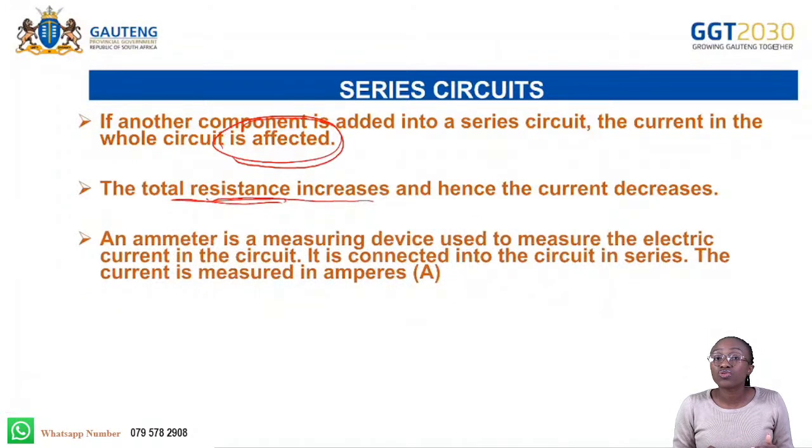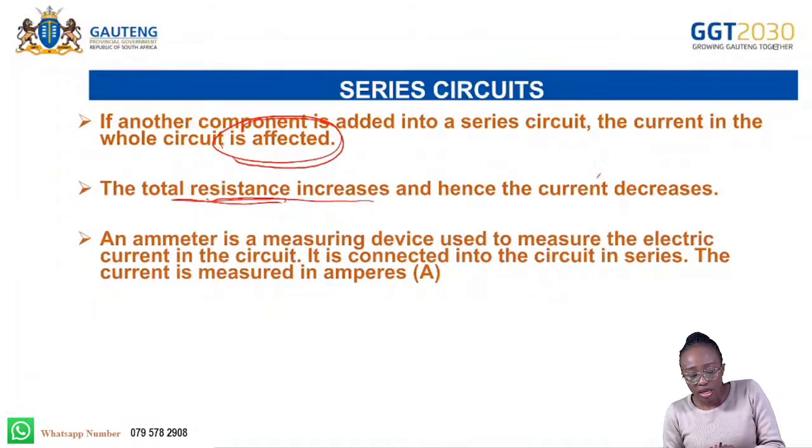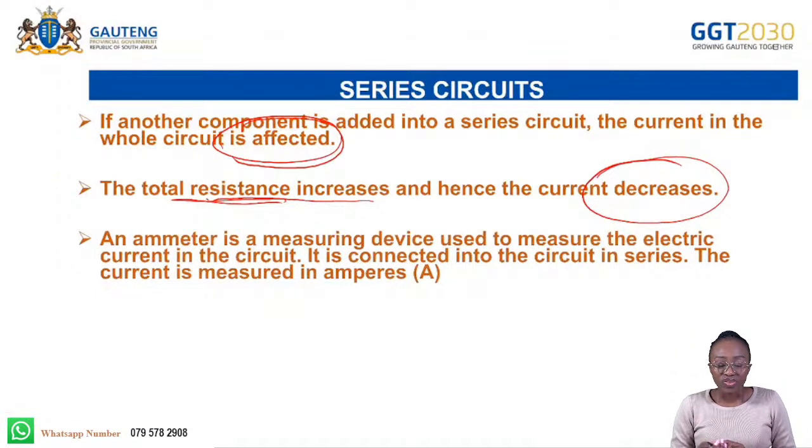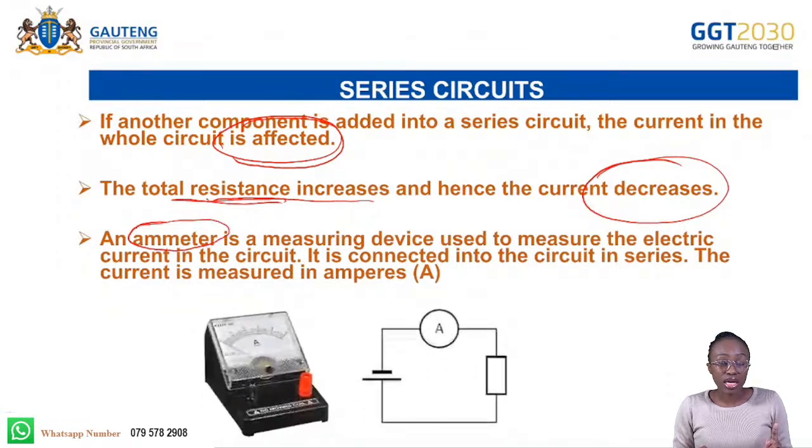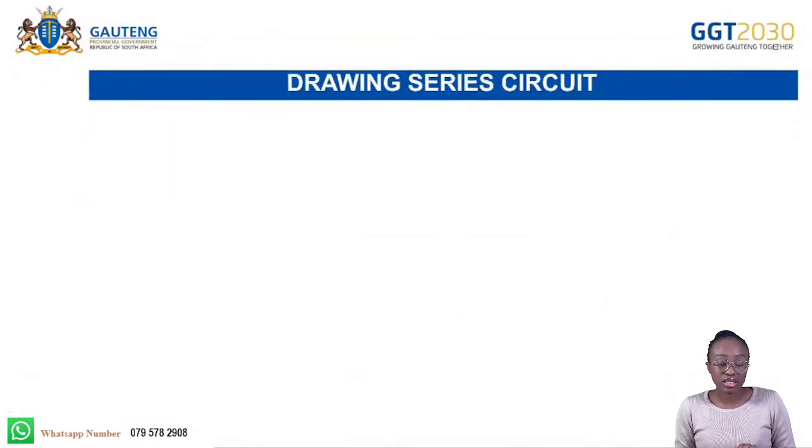What is going to happen to the current when resistance increases? When resistance increases, the current decreases. And how do we know that? We use a simple device that is called an ammeter. An ammeter is a measuring device that is used to measure electric current within a circuit. And there's a special way of connecting an ammeter. It is always connected in series, so that all the current has one pathway through it.